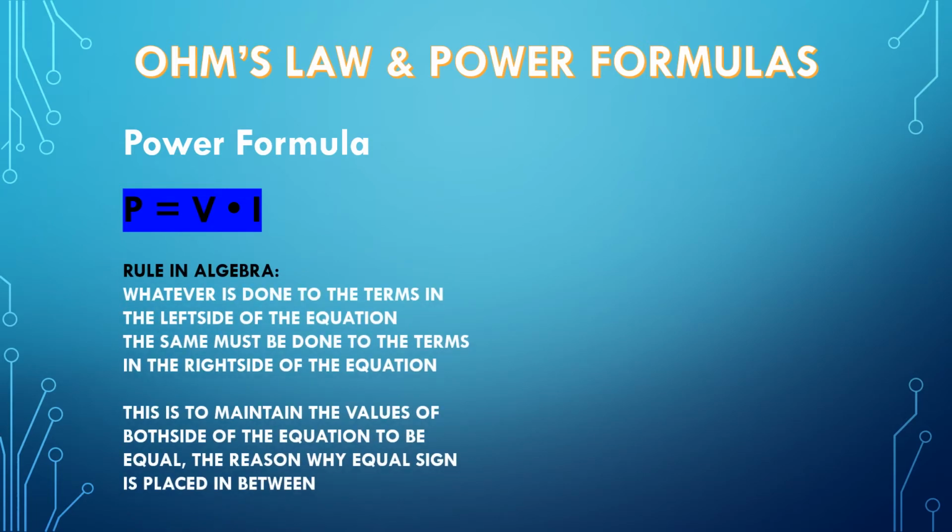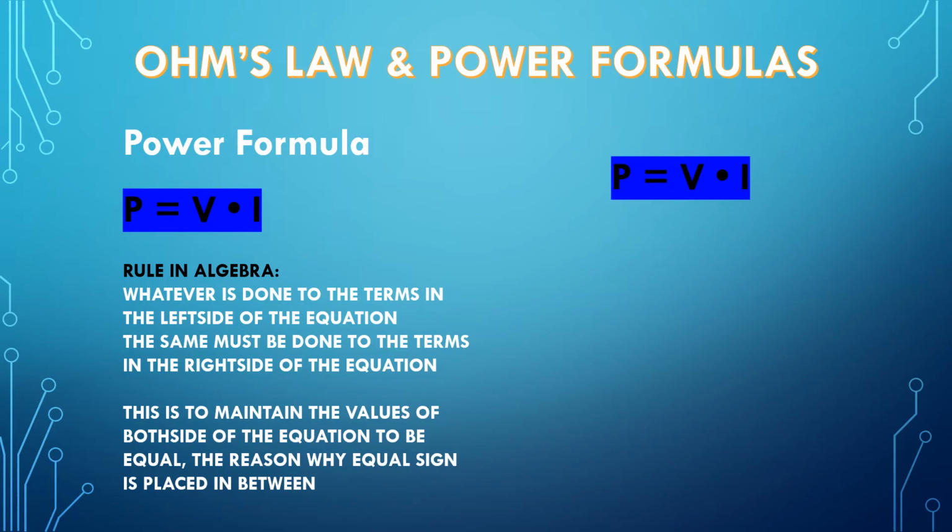Let us first review the rule in algebra that whatever is done to the terms in the left side of the equation, the same must be done to the terms in the right side of the equation. This is to maintain the values of both sides of the equation to be equal, the reason why the equal sign is placed in between.